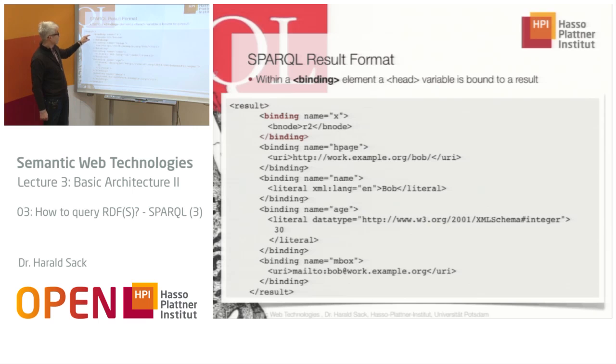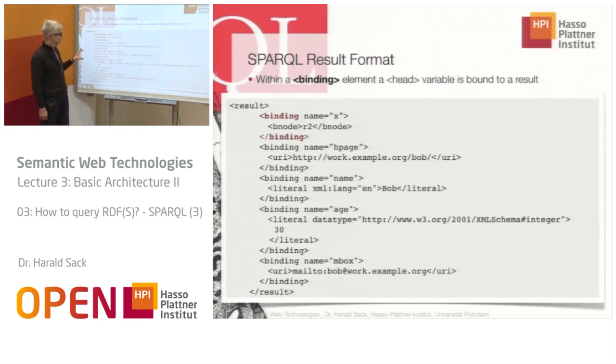And for each variable and each result row, you will have one result with a binding to each variable. So for each line, you have a result paragraph within your XML document, and within each result paragraph, you have the binding for each variable. So that's it. This is the way the result is returned from the SPARQL endpoint, and it can easily be interpreted.